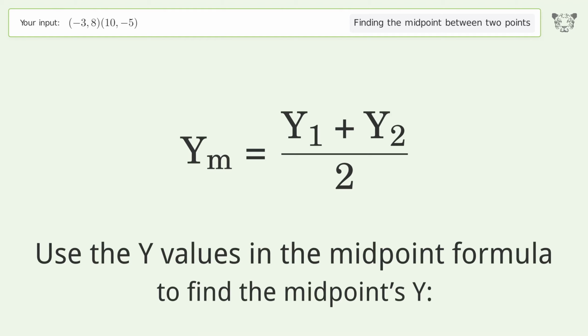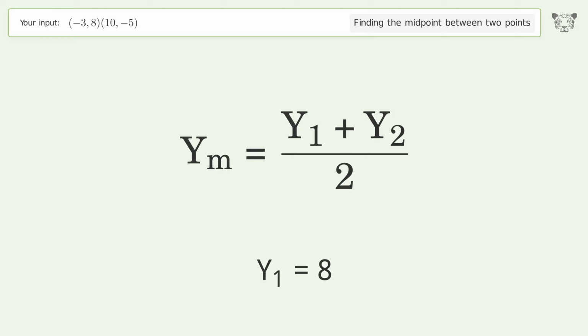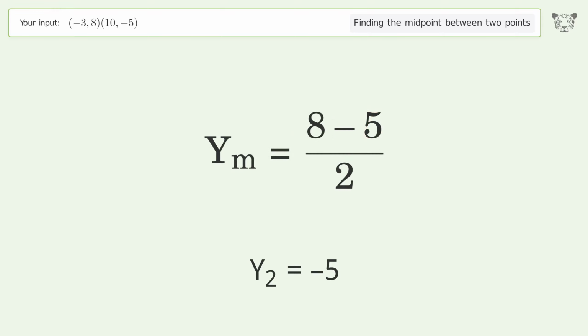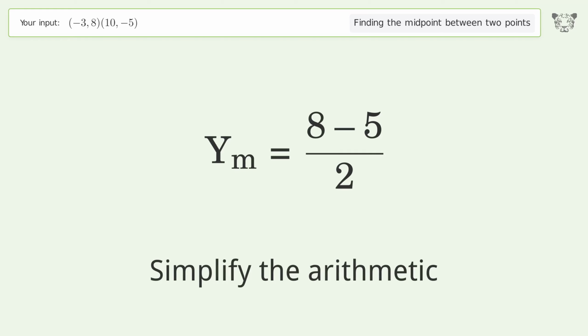Use the y values in the midpoint formula to find the midpoint's y. y1 equals 8. y2 equals -5. Simplify the arithmetic.